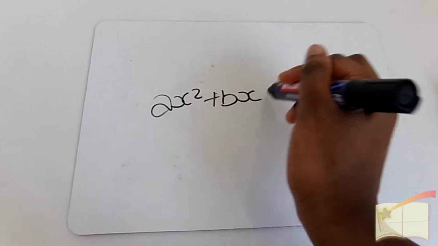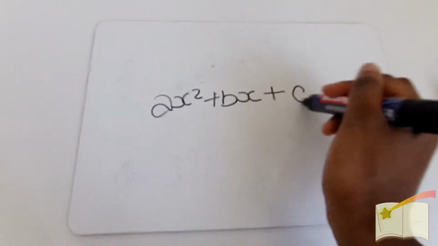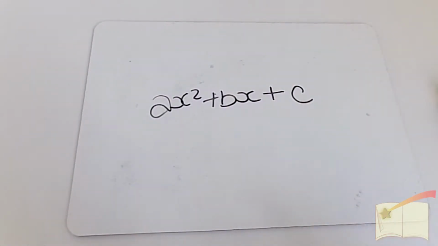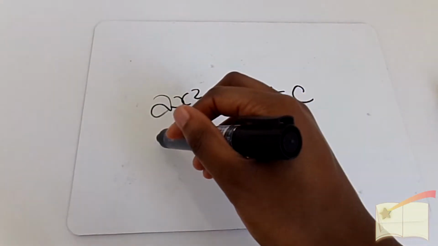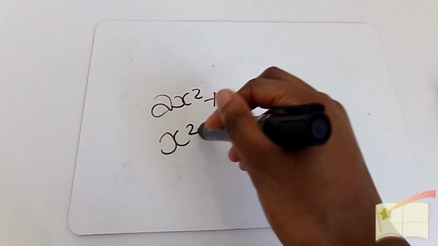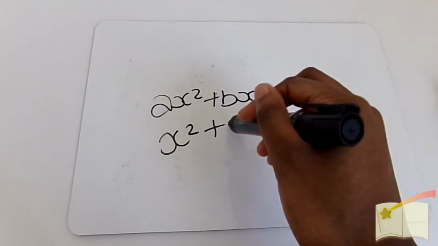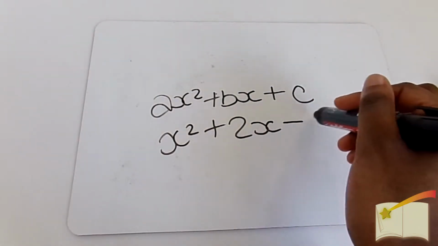Today is going to be our first video on solving quadratic equations. So we're going to start off with the quadratic form ax squared plus bx plus c. Our first example is going to be x squared plus 2x minus 8.